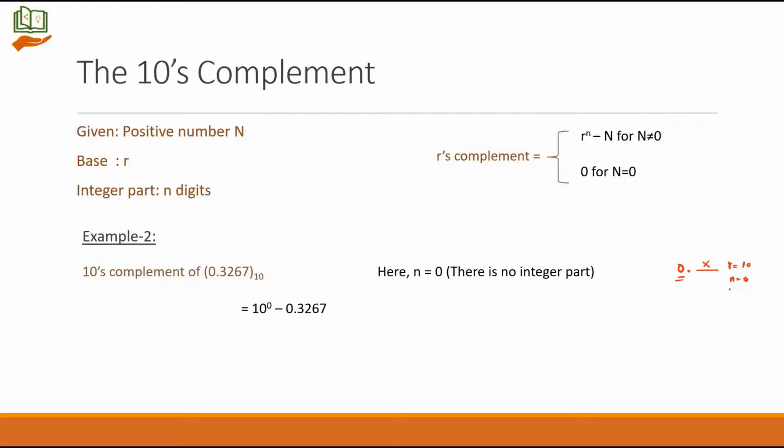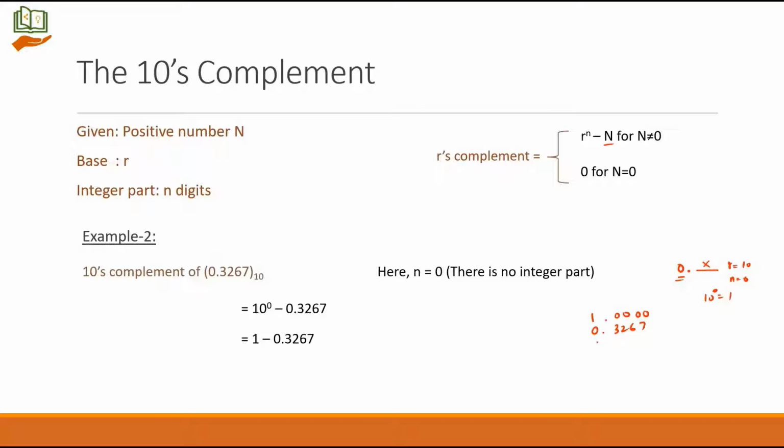So 10 power 0 minus 0.3267, we are writing the number here. 10 to the power 0 is equal to 1. So 1 minus 0.3267. Let's subtract it. We have 0.3267 and so we will add zeros here.